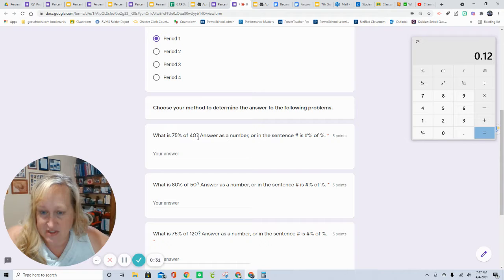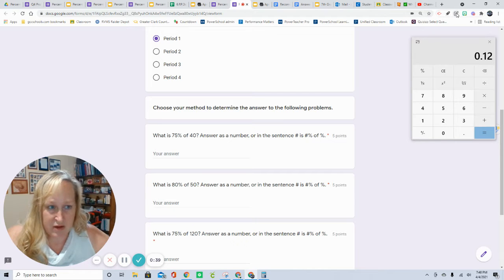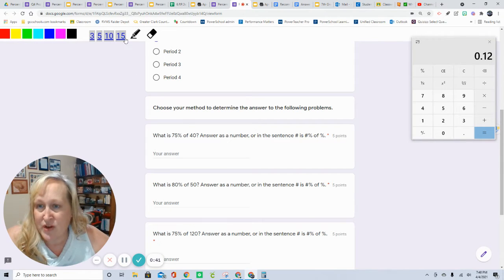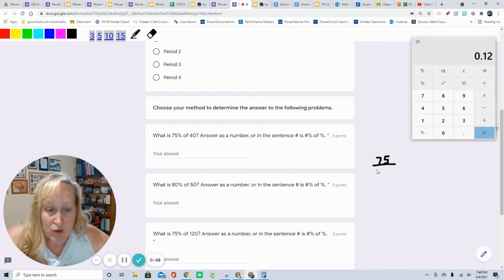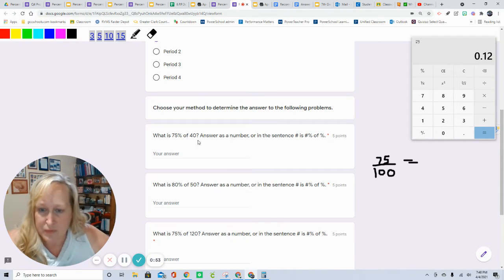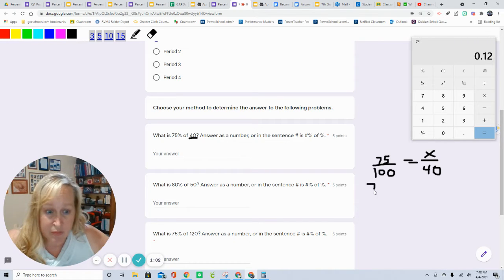What is 75% of 40? Answer is a number, or in the sentence, number is number of percent. And I'll explain that here in a second. So to find the percent of a number, you can do it with a proportion, which means you're going to do the 75% over the 100% equals, and the 40 is the whole. That's the part where it gets a little tricky, as it goes on the bottom. And then it has the X. And then you use your proportion, which we have been doing before, cross multiplication.